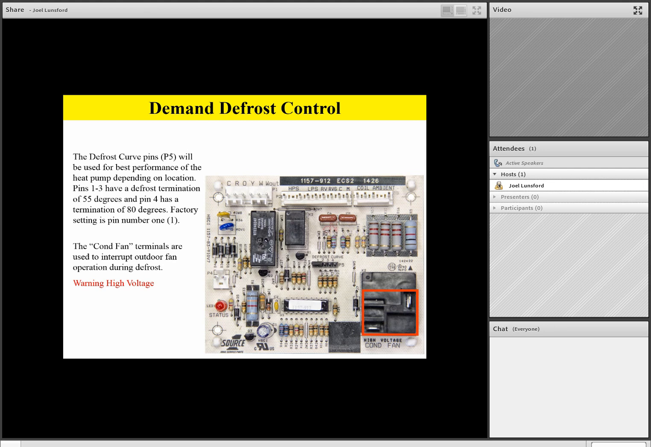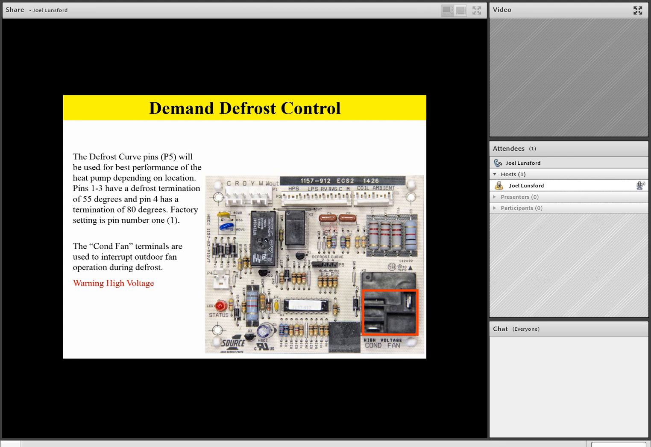But please let it be noted, and be sure and coach our contractors and our customers: these are high voltage terminals, so please be careful when handling the board if the power is on outside. Now, from a troubleshooting and from a safety standpoint, we always recommend you shut the power off on the unit outside to de-energize those high voltage contacts for safety.